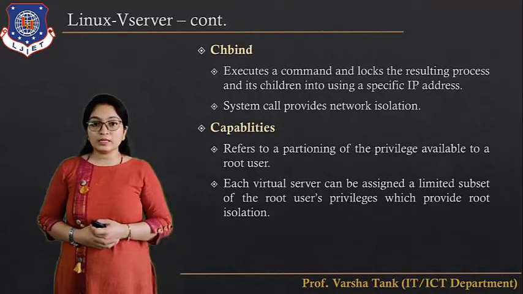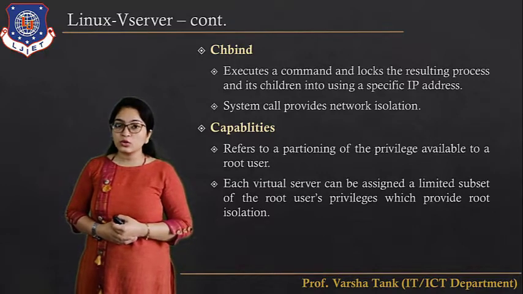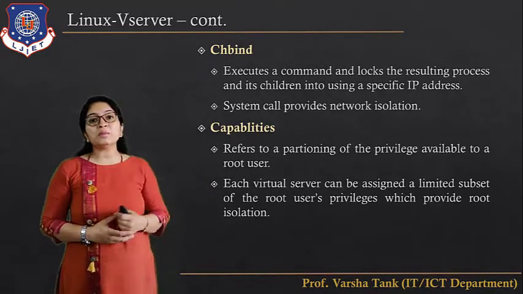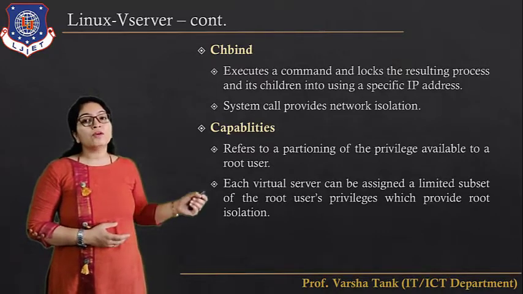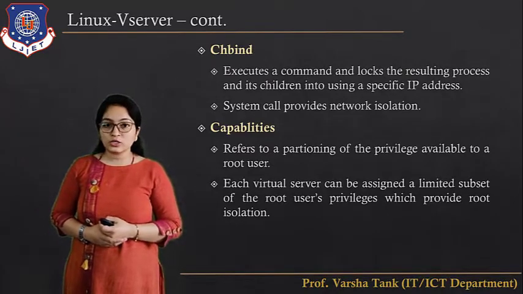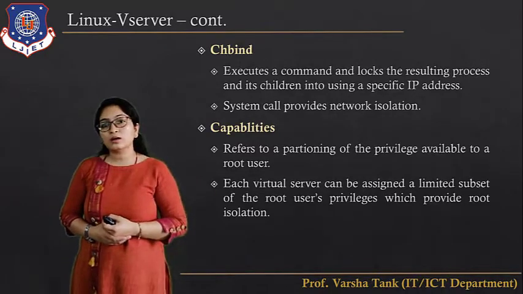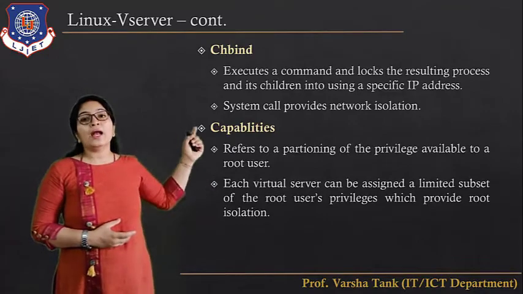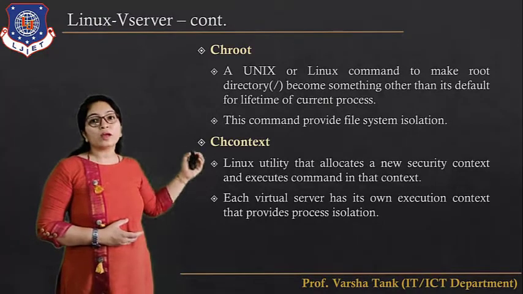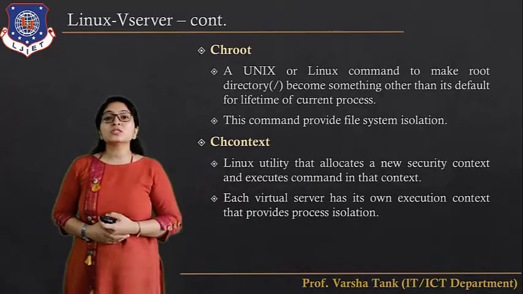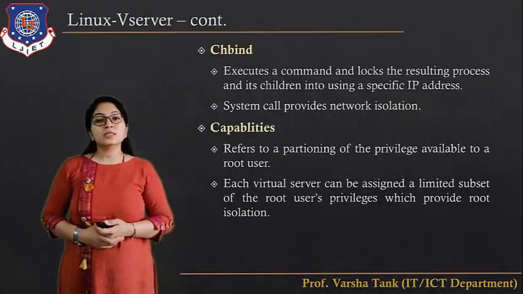Next one is capabilities. Capabilities refers to the partitioning of the privileges available to the root user. Each virtual server can be assigned a limited subset of the root user's privileges, which provides root isolation. So for root isolation, use the capabilities concept, and for network isolation, we use chbind. Same way, for file system isolation, we use chroot, and for process isolation, we use chcontext.